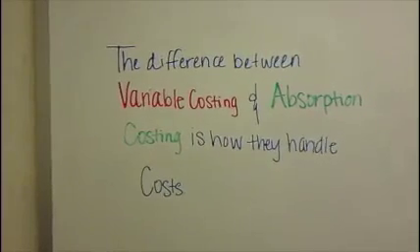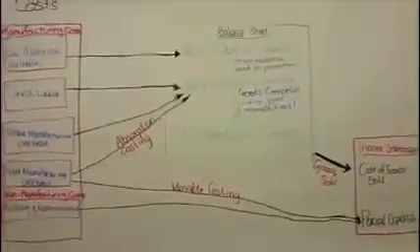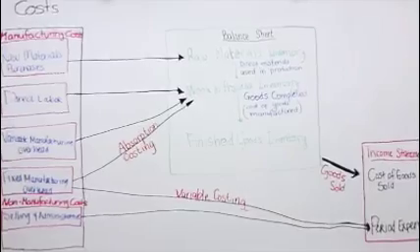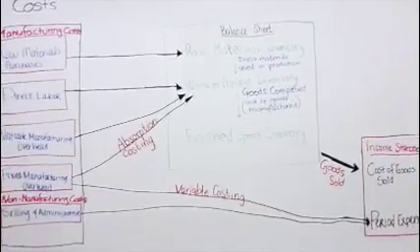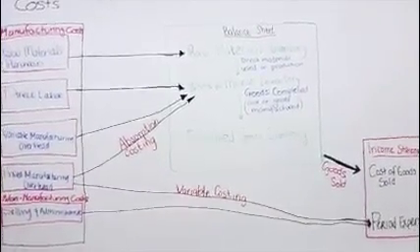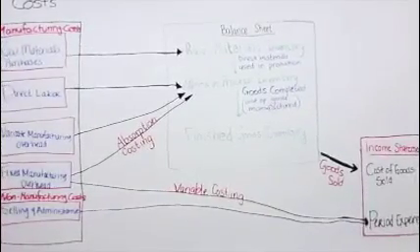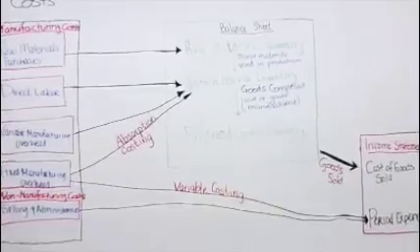A major difference between absorption and variable costing is how they handle costs and how they are treated on the balance sheet. On the balance sheet, variable costs include raw materials, direct labor, and variable manufacturing overhead. Absorption costing includes those and also takes into account fixed manufacturing overhead. In absorption costing, fixed costs do not flow onto the income statement until the goods are sold.